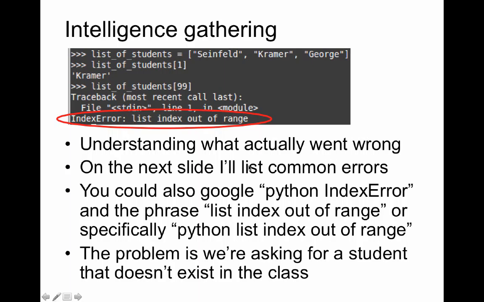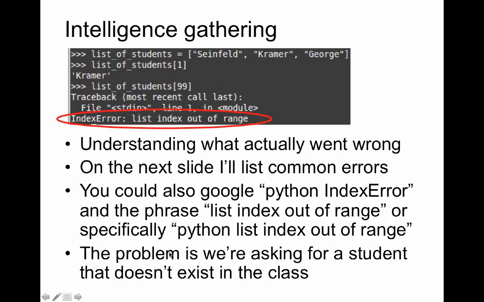That's what this is. This step is figuring out what actually happened. So you can Google for Python index error, or just what the phrase itself, list index out of range, means. That's not specific to Python. Or if you're only looking at Python, you can say Python list index out of range, just to figure out what actually happened.